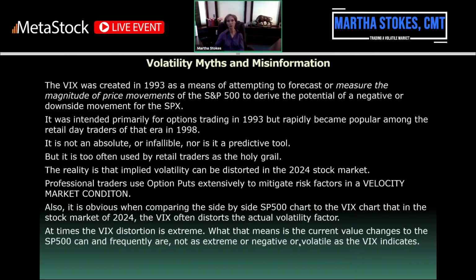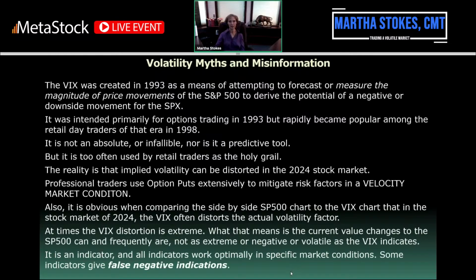What that means is the current value changes to the S&P can and frequently are not as extreme or negative or volatile as the VIX indicator. So what do you make of that? You think, okay, if it's more extreme than it should be, it's indicating more extreme action, and I'm thinking, oh, I'll sell short. Or maybe it's going into a quiet mode, and you're thinking, oh, there's nothing to trade because it's such low volatility, when actually the trend is going up strongly. So it works both ways. So pay attention to that.